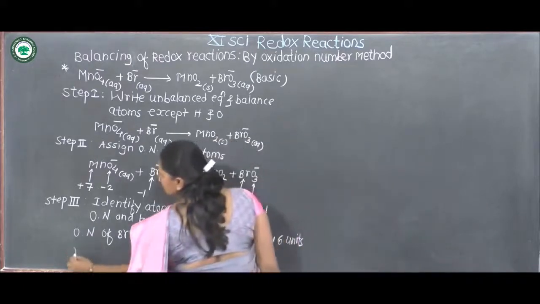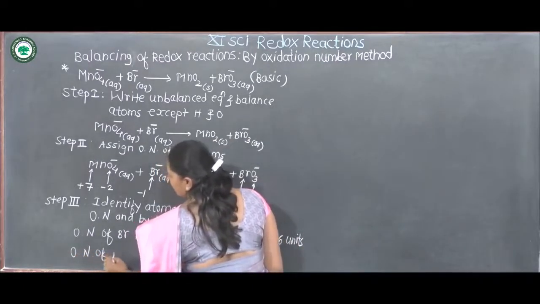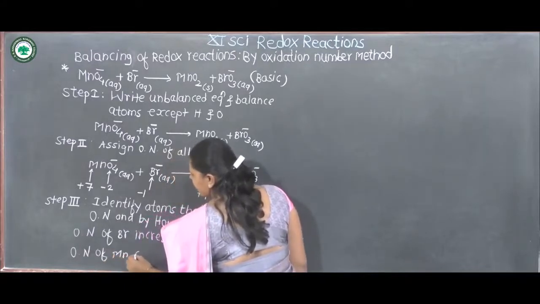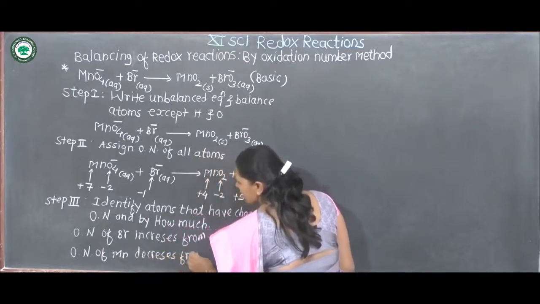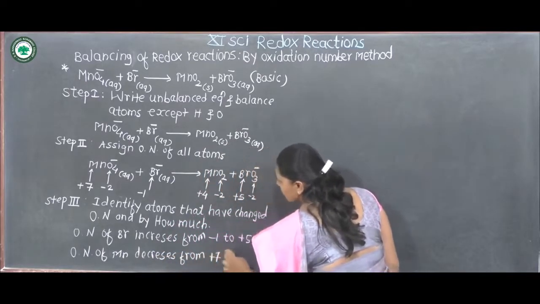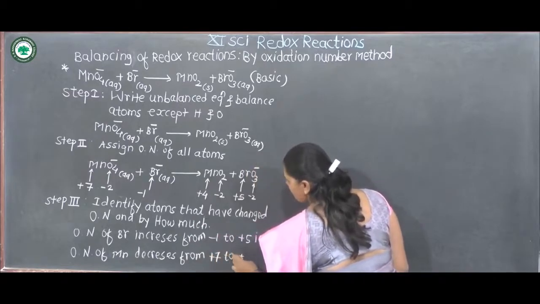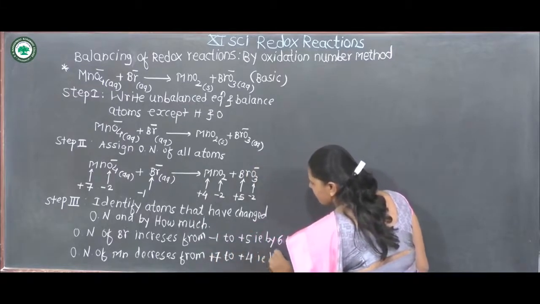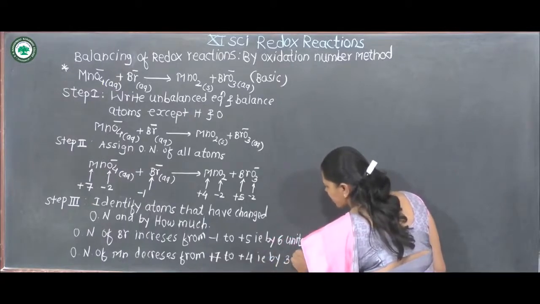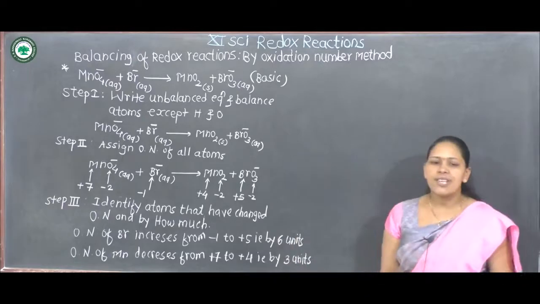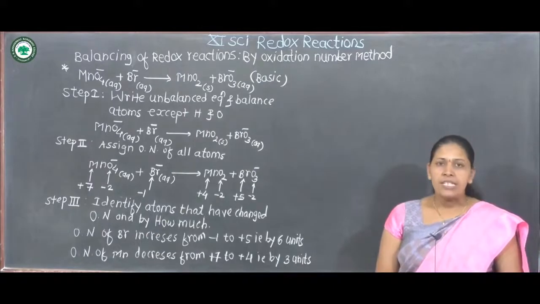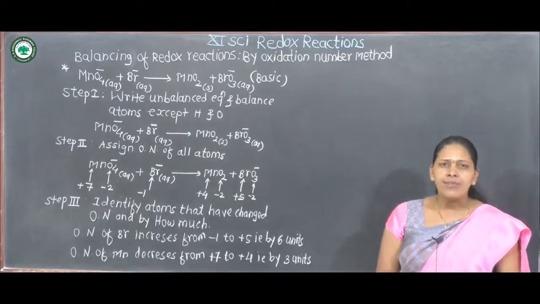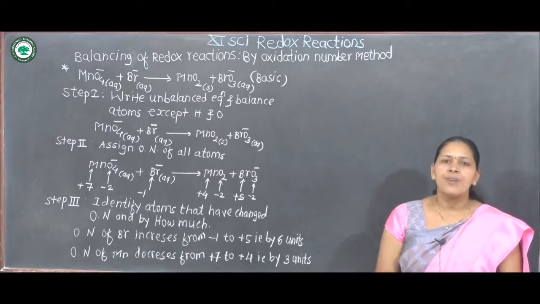The oxidation number of Mn, that is manganese, decreases from +7 to +4, that is by 3 units. This is the third step. Then what is the fourth step? Determine the factor that will make the total increase in oxidation number and the total decrease in oxidation number equal.